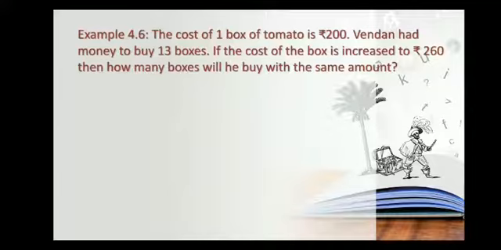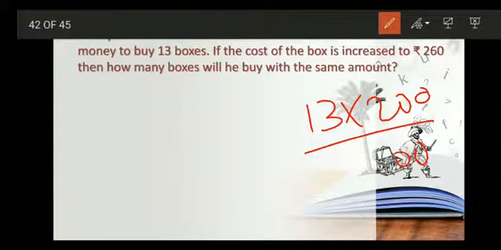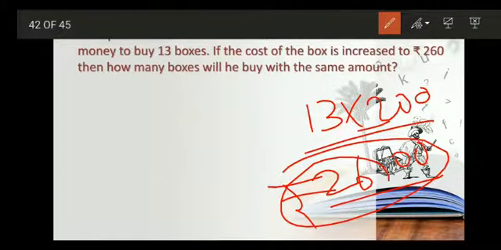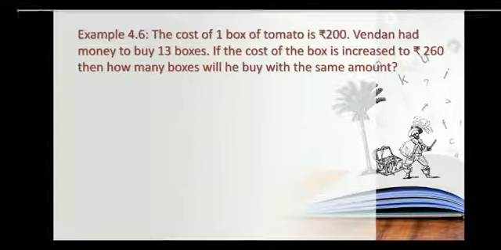Since he had money to buy 13 boxes and the cost of 1 box is 200, the amount of money that the vendor had will be 13 into 200. How much is this? 0 0, 1 3 is 13, 2 13s are 26, 2600. So he had 2600 rupees. Okay, with 2600 rupees, if the cost of 1 box is 260 rupees, how many boxes might he buy?